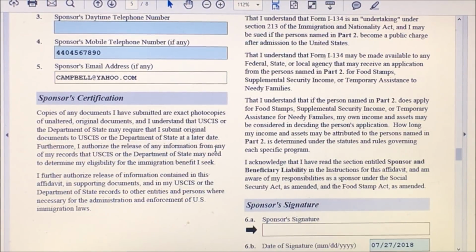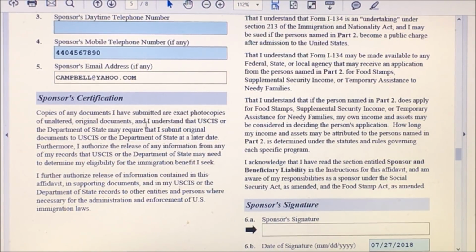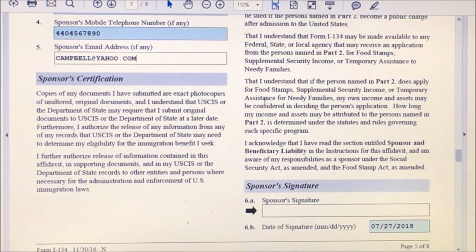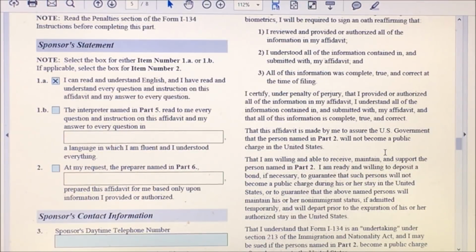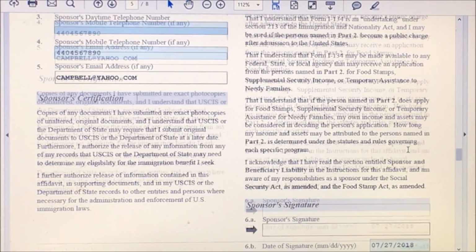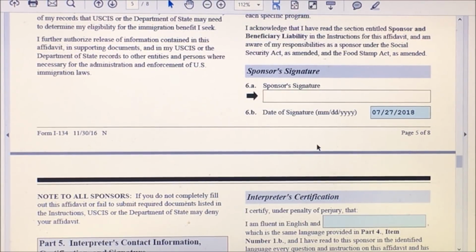Okay, sponsor certification. Copies of any documents I have submitted are exact photocopies of unaltered original documents, and I understand that USCIS or the Department of State may require that I submit original documents to the USCIS or the Department of State at a later date. So just read everything in here. Okay, just read that.